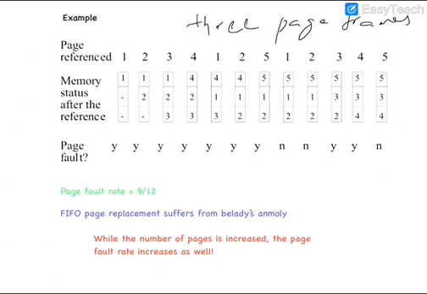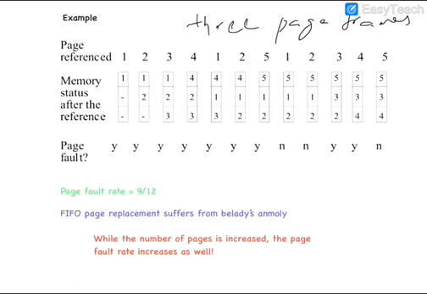So you can see when you count these, 1 2 3 4 5 6 7 8 9, there are 9 page faults out of 12 references. So this is what the page fault rate is. For this reference string, the number of page faults is 9.